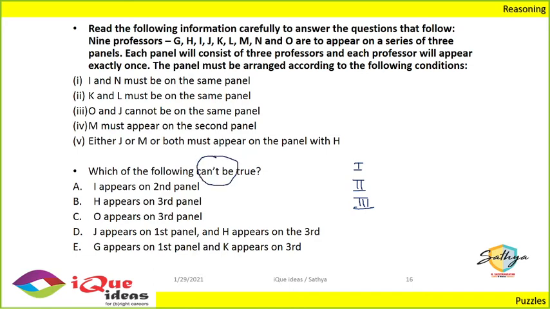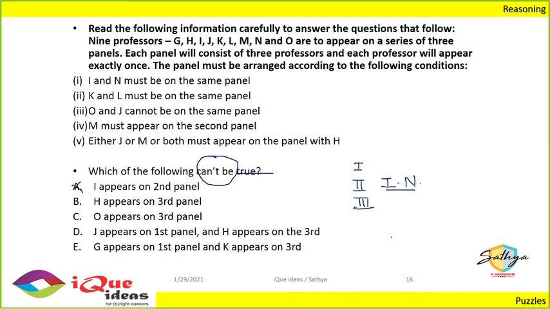Now, the first option, I appears on the second panel. If I put I on the second panel, the only condition is that N also has to be on the panel along with I, right? And more or less I can fit the others here. If you try, you will be able to adjust all 9 professors here, because the only condition is that I and N have to be together, which is not a great restrictive condition. So A, not my answer.